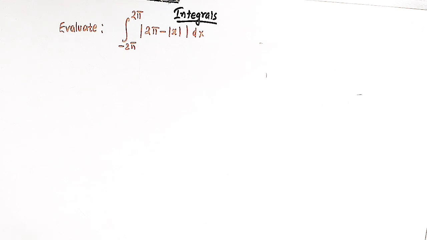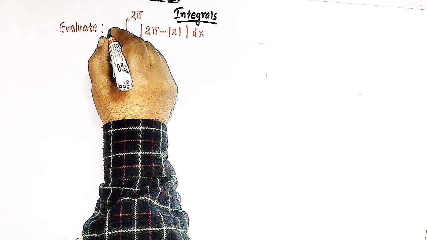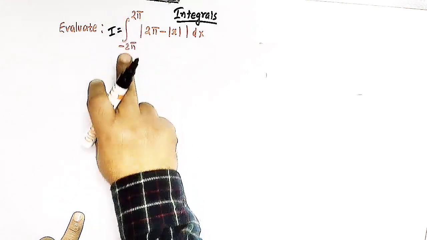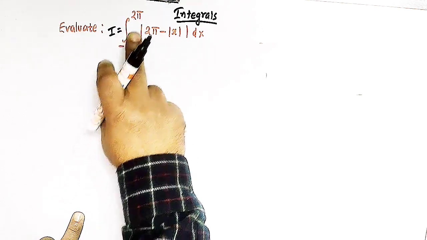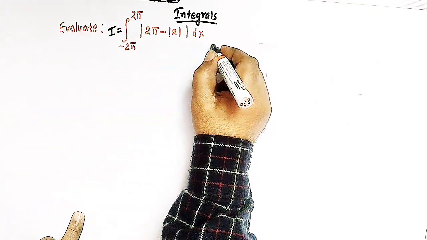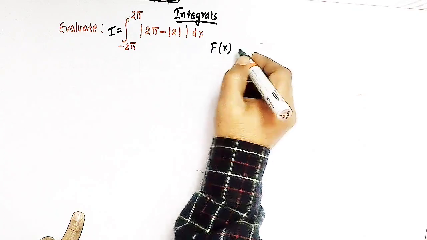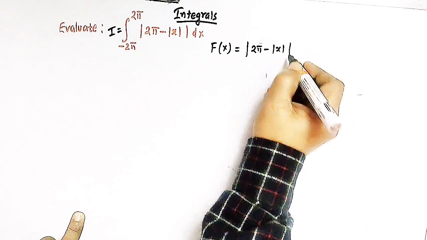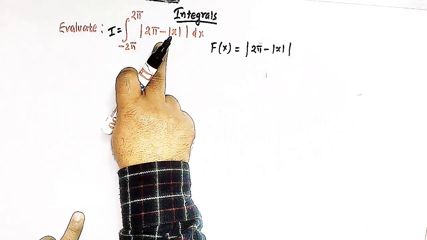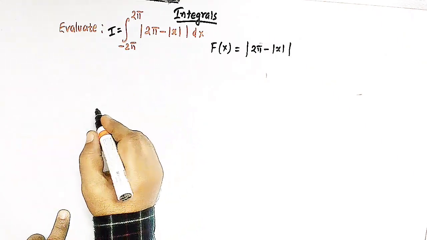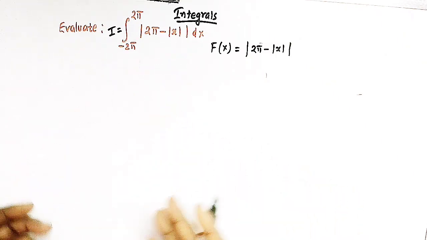So let us start, and let us first call this integral as I, right? Now see here the limits of integration are from minus 2 pi to 2 pi, right? And the integrand is say f of x, and it is mod of 2 pi minus mod of x, right? So here first of all we'll make use of an important property of definite integrals which connects the concept of even functions, right?